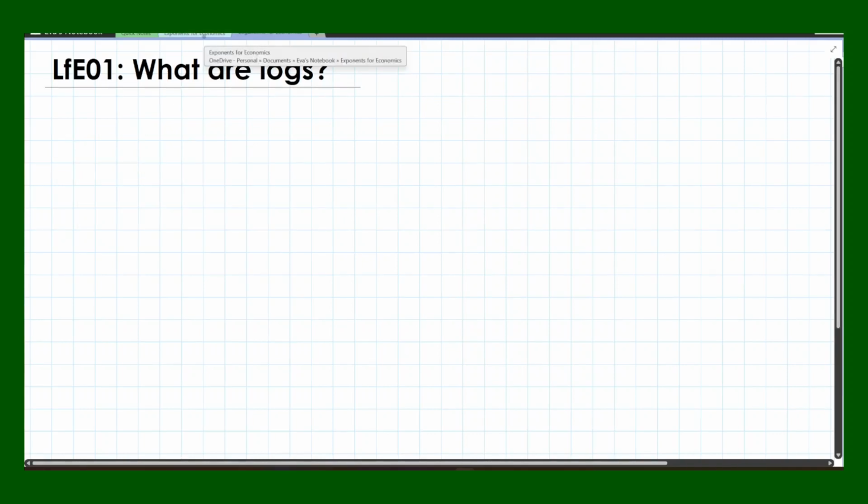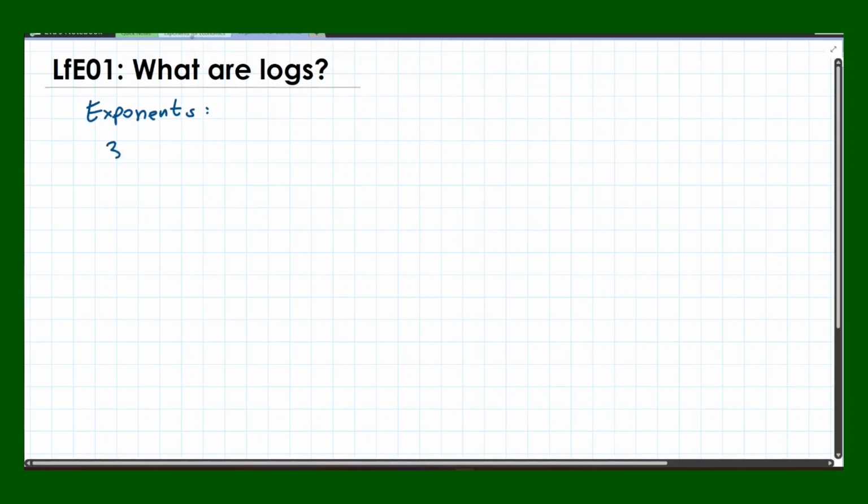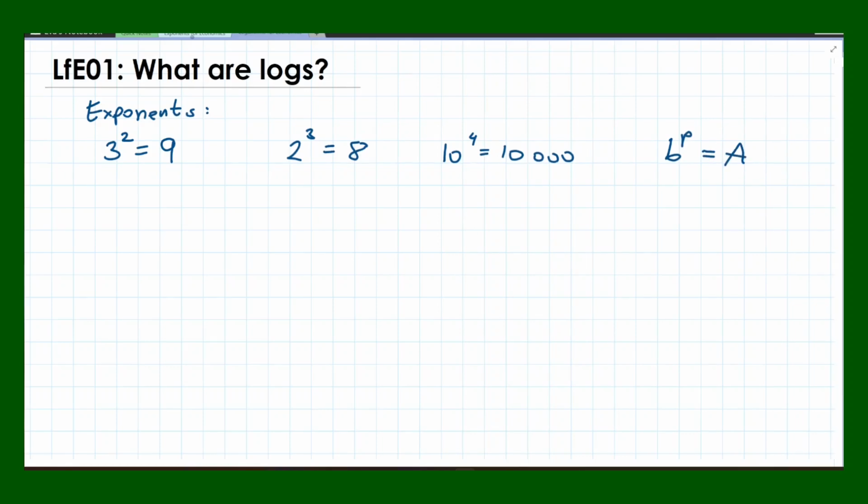Let us get going. First of all, I would like us to revise exponents. From the exponent series, we know that 3 squared, or 3 times 3, is equal to 9. We also know that 2 cubed is equal to 8. We know that 10 to the 4 is going to be equal to 10,000, because that's what we get when we multiply 10 together 4 times. So the general case is we've got some base, we raise that to some power or exponent, and then we're going to get some kind of answer to this calculation.